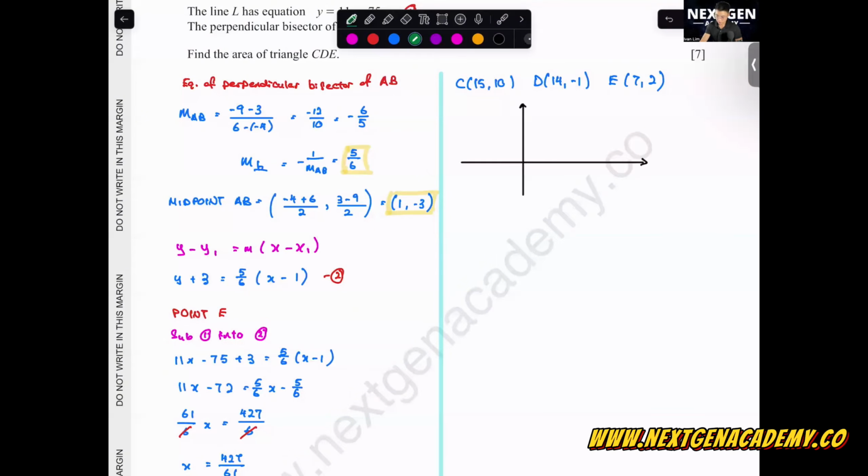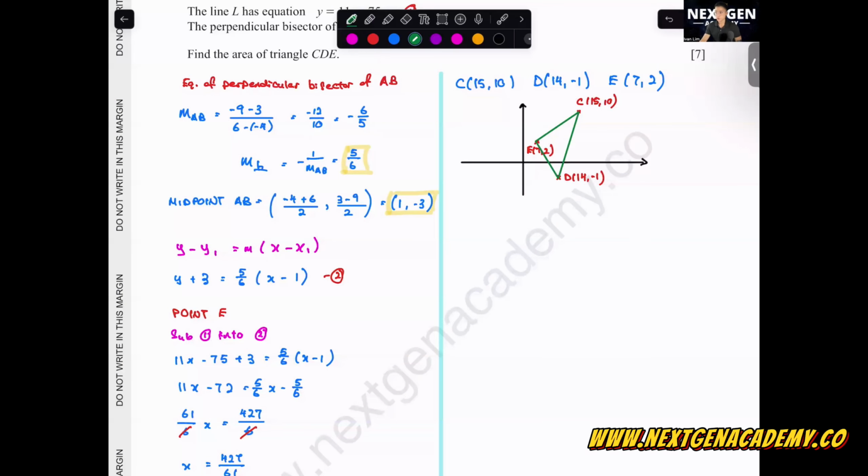If we sketch it out, C will be somewhere here, at the top right. D is (14, -1), so to the left a little bit. Then E is around here. So unfortunately, this one cannot use half times base times height.